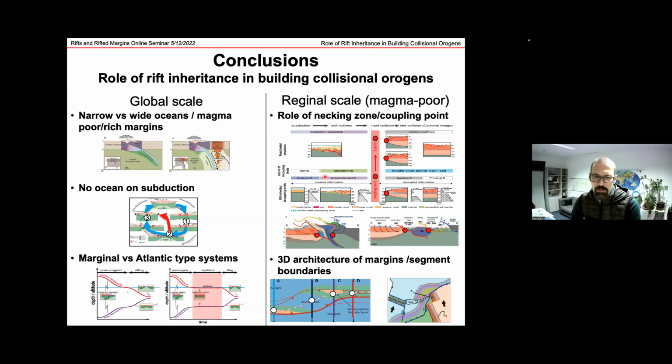Yeah, thanks for this nice talk, Gianreto. I'm wondering a bit about the inheritance of these coupling points and how the rheology of the crust plays a role in that. Are these preserved as just the area where you have coupling and decoupling, or do they have another role where the weaknesses of the fault are changing the strength of the lithosphere?